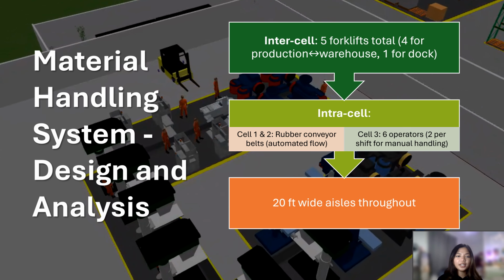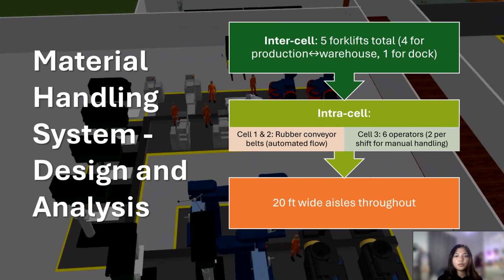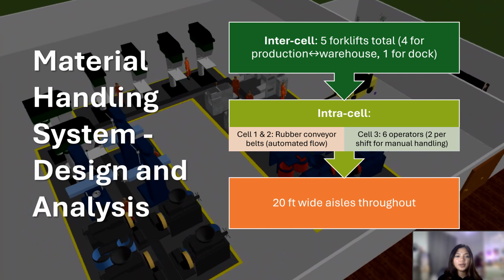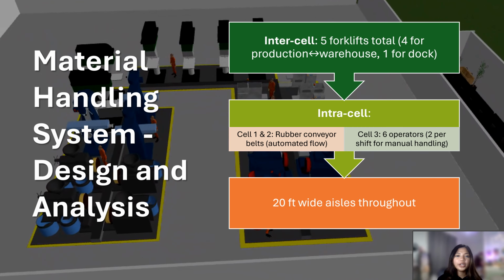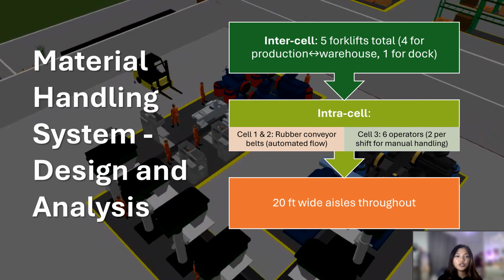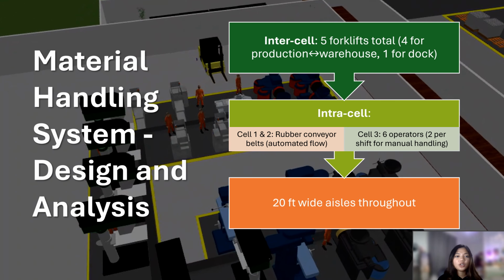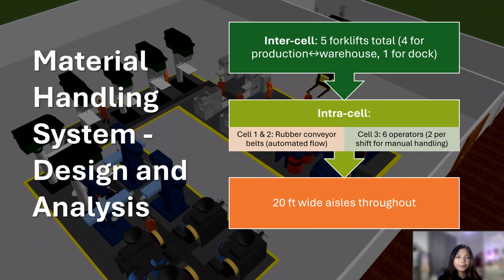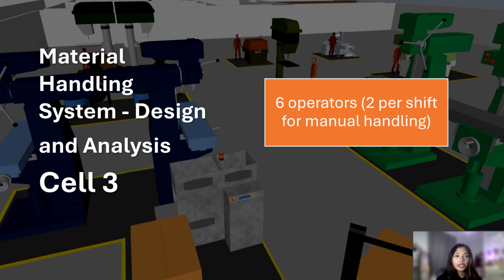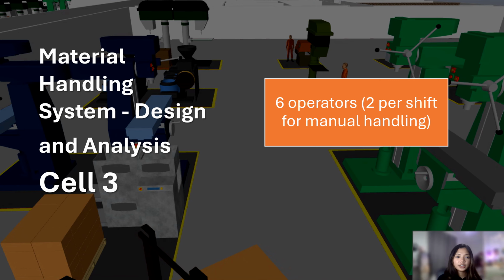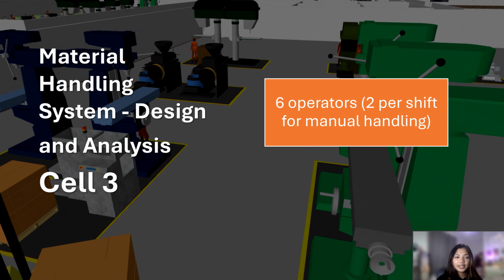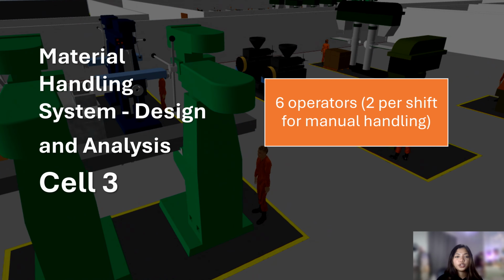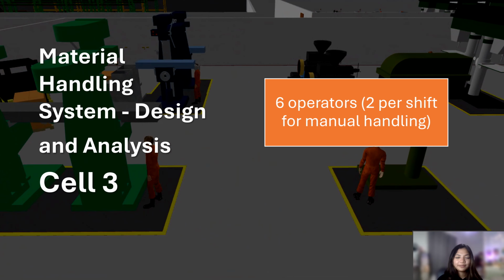Material handling is split into 2 categories. For intercell movement, we use 5 forklifts. 4 transport raw materials and finished products between warehouse and production, and 1 handles stock operations. Intracell handling in cells 1 and 2 is automated by a rubber conveyor belt, selected for durability and efficiency. Cell 3, on the other hand, relies on manual handlers, 2 per shift, because of its process layout and product variability. All aisles are 20 feet wide to ensure smooth forklift and operator movement.